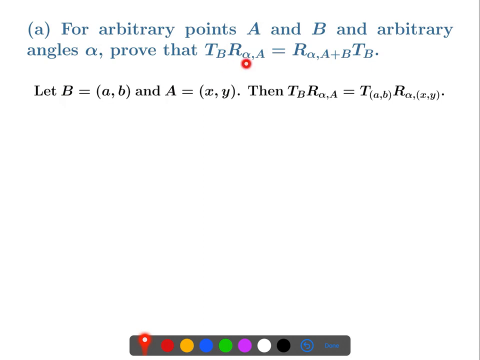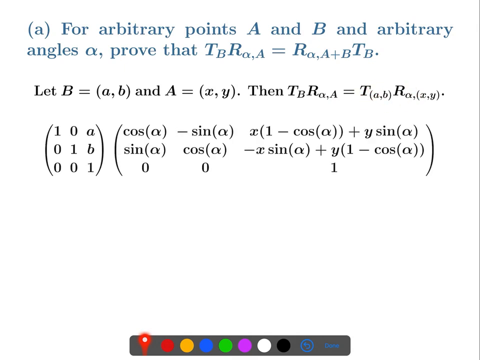So this left-hand side here, this T sub B will become a T sub little a, little b, and this rotation about A by alpha, the alpha stays there, but the A becomes xy. Because this is the notation we had when we were writing our matrices, so all I want to do now is to write down those matrices. The translation matrix by a, b here, you just put a and b here, ones along the diagonals and zeros elsewhere.